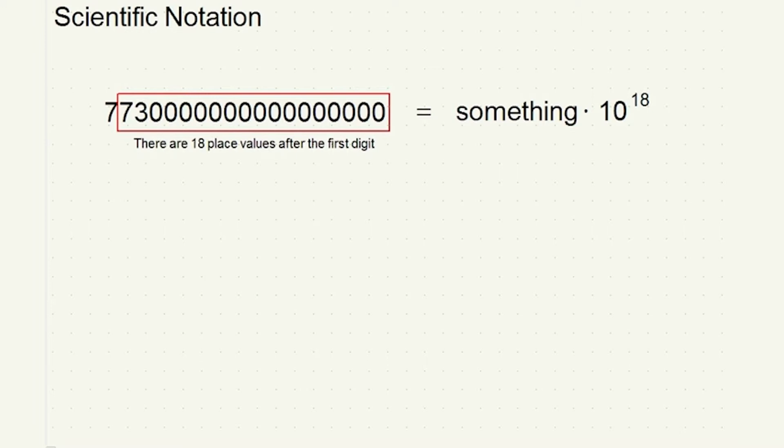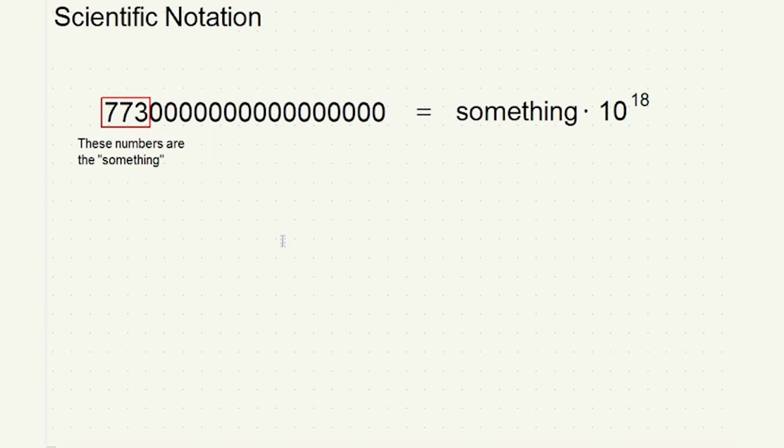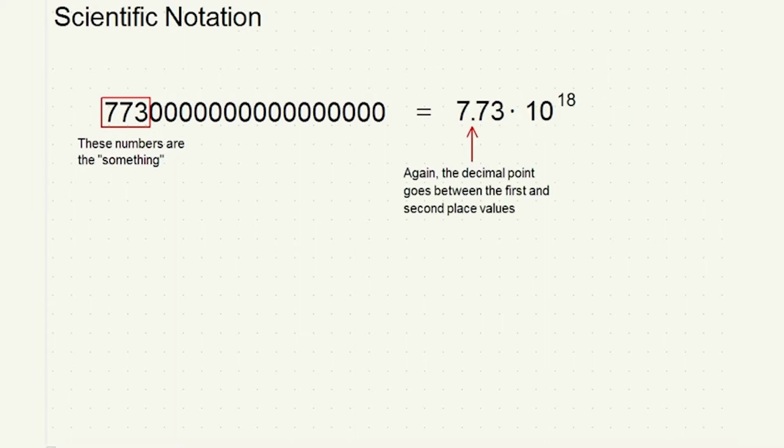Alright, now what is the something that we need to plug in? Remember, it's just the first few digits which are not 0 in the original number. Let's plug those in, not forgetting to put that decimal place between the first and second place values. 7.73 times 10 to the 18th. That's the final answer, rewritten in scientific notation.